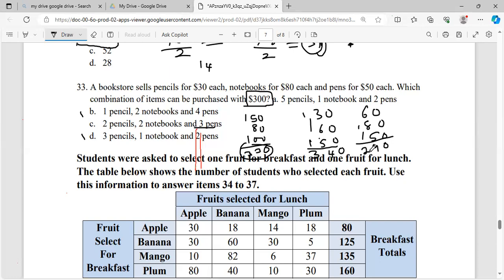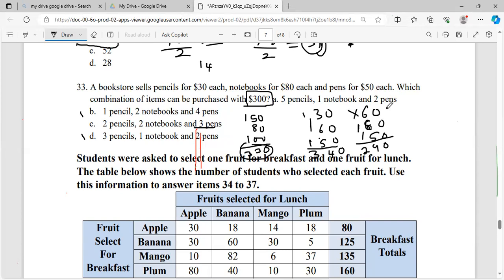Sir, you got one of them wrong. You got the 2 notebooks wrong. You put 1 notebook instead of 2. Oh yeah, I think I look. Yes, sir. That will be 160. Yeah, sorry, I mixed it up again.